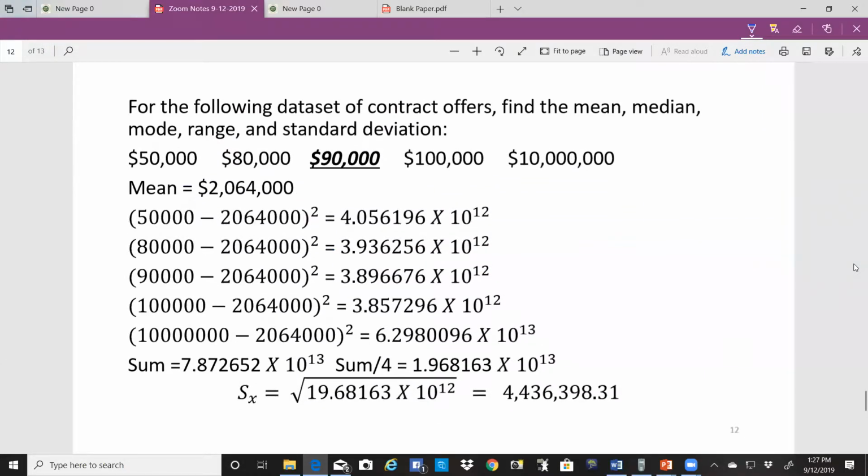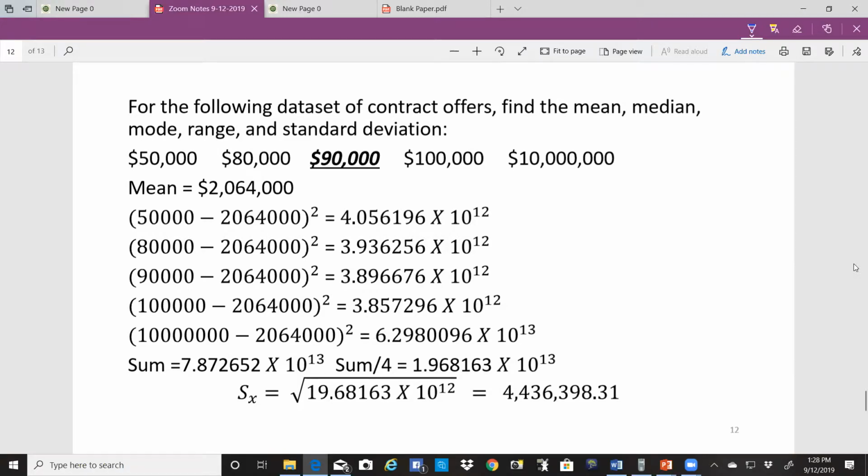Now, here's an example that came from one of the videos that you may or may not have seen. These are contract offers, or you could say salaries for workers, and you're asked to find the mean, the median, the mode, the range, and standard deviation.